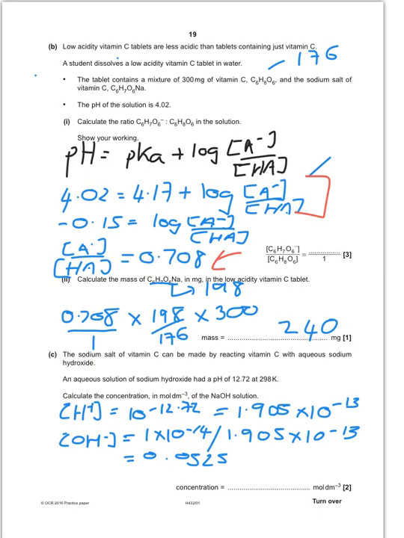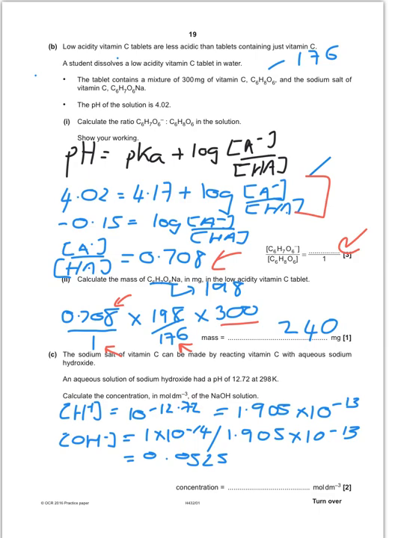Okay, now you need to calculate your mass of the sodium salt. The molar mass of that is 198. So you've worked out your ratio. In order to calculate your mass, you need to times your ratio by the mass of your sodium salt, which is this number, over 176, which relates, of course, to the 1 there. And then you times that finally by 300, which is your mass of the tablet, and you get 240 mg.